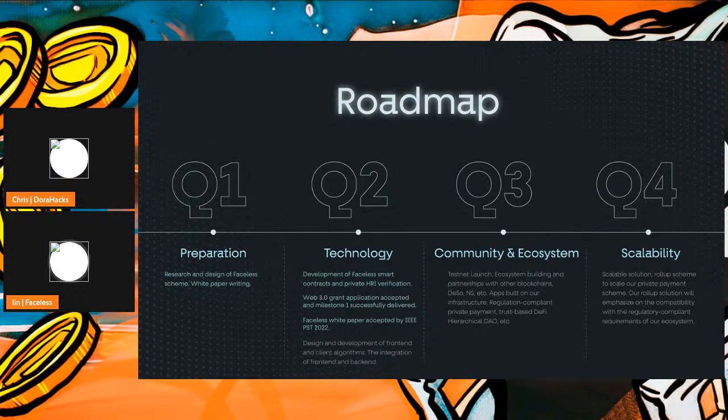And so we have finished both the front end and back end, and we are working on the integration of front end and back end. We call it the Web 3.0 application track, and milestone 1. We also have our academic version accepted at a conference.